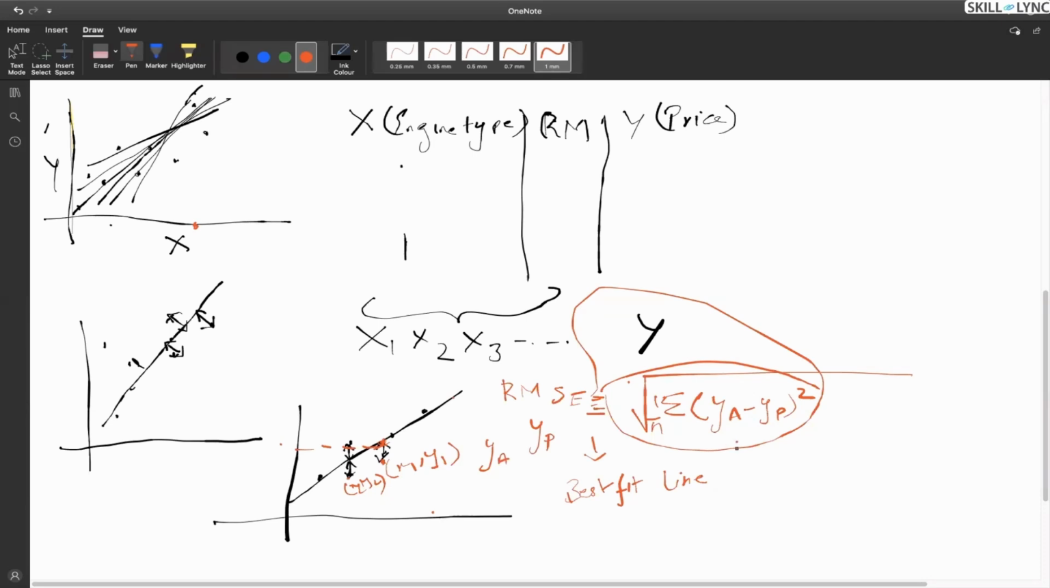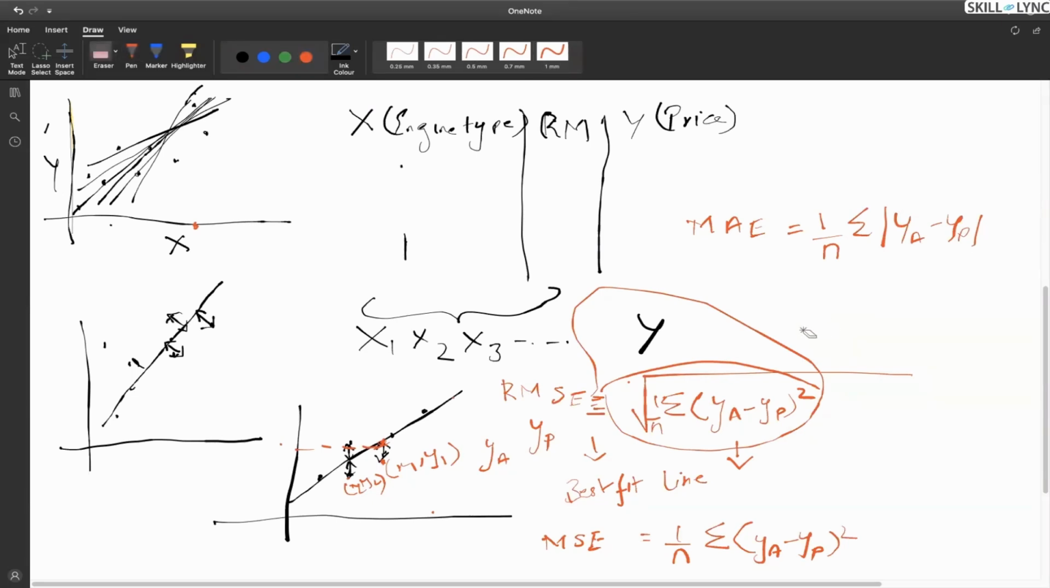But now the important thing which I want to explain here is, there are different ways of calculating error. There is something called mean square error, which is 1 by n sigma ya minus yp whole square. There is something called mean absolute error, in which the error is calculated as modulus of ya minus yp. Making sense, guys? We know the best fit line will have the minimum error. You can use any error formula, but the best fit line should have the minimum error.